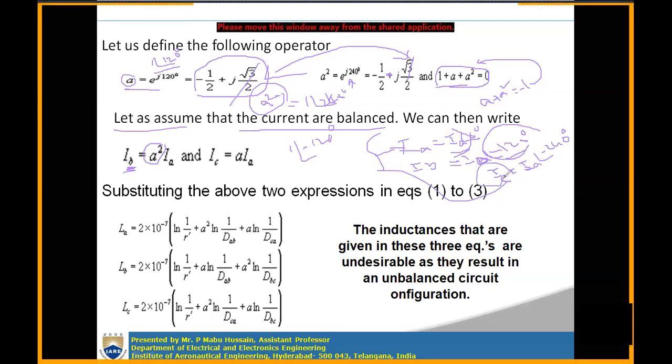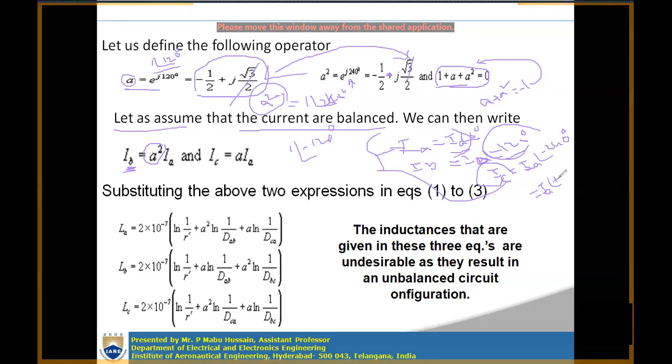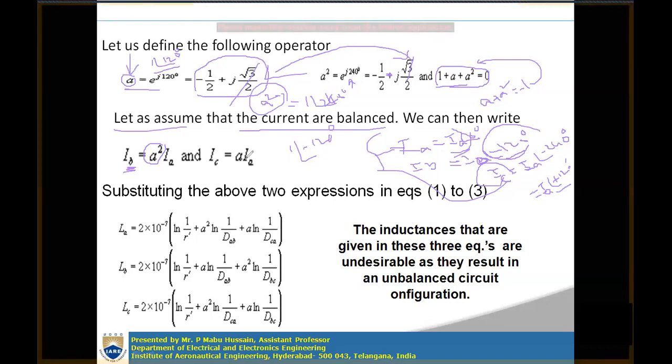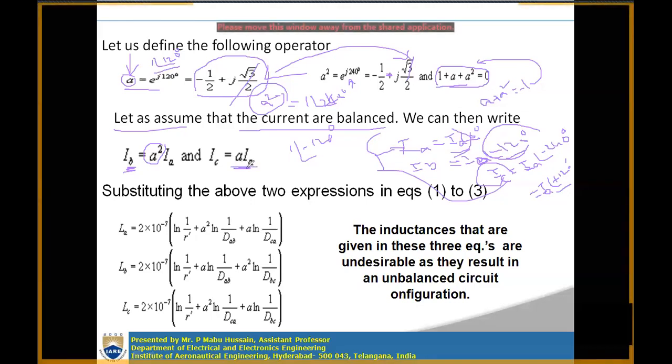Now IC, if you take IC is equal to IA into minus 240 degrees, right? So this minus 240 degrees is the same as plus 120 degrees. That means IA into plus 120 degrees, you can also write. So 1 at an angle plus 120 degrees is nothing but operator A. So this can be written as IC is equal to A into IA. Okay. Is it clear? If you are having any doubt, you ask me.